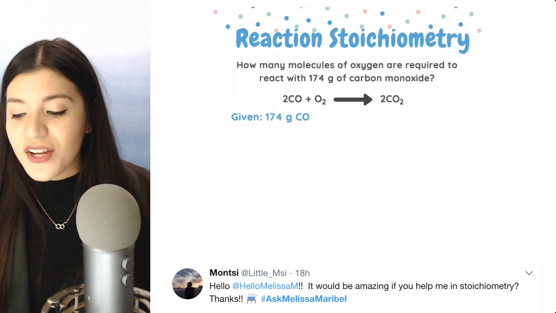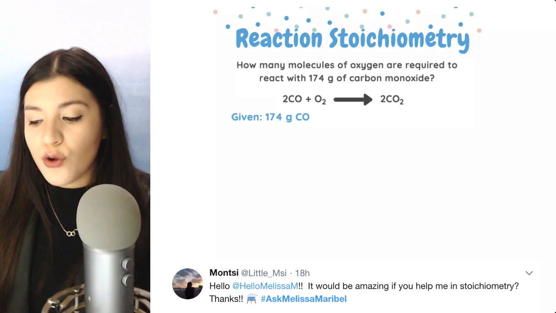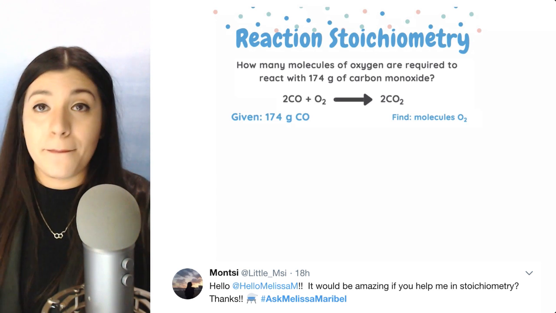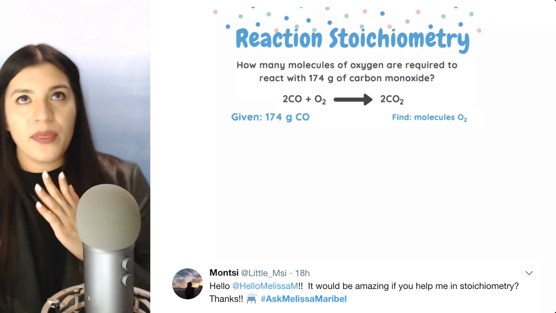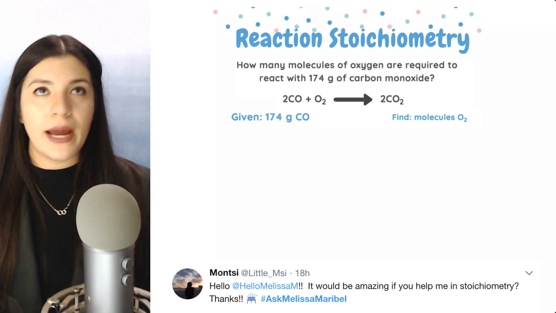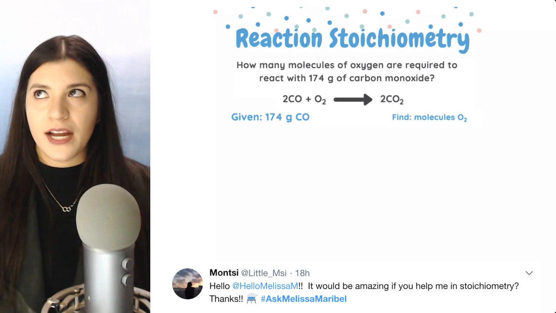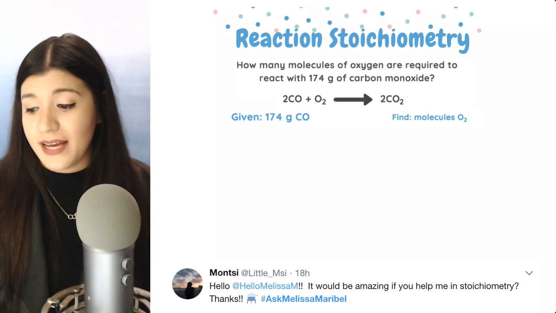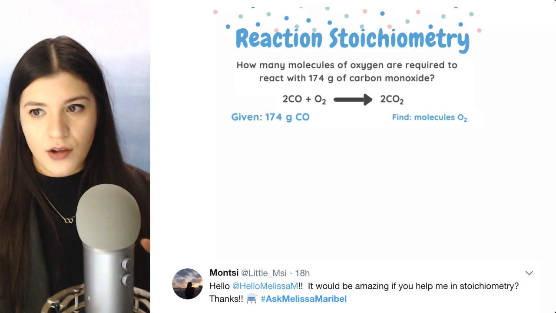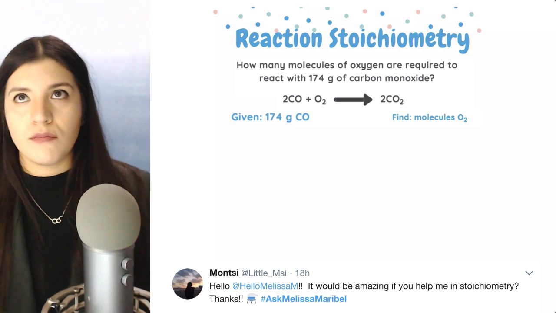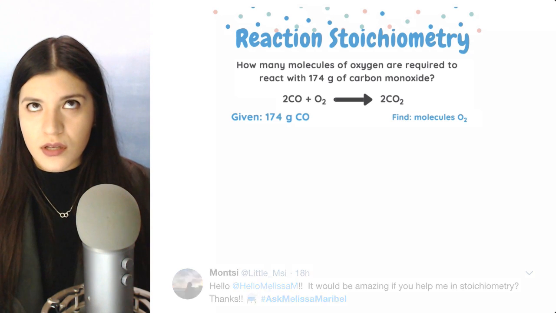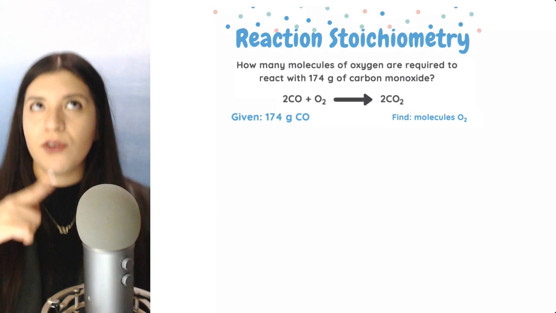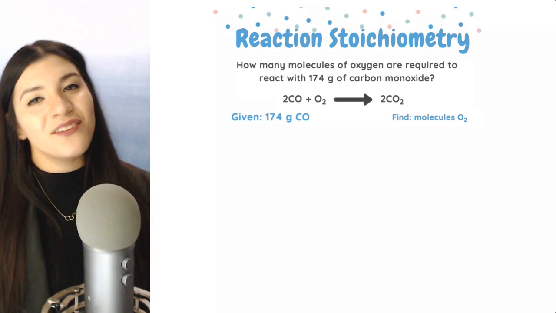How nice. Our given is going to be that 174 grams of carbon monoxide, and we're finding molecules. So this is where I want you guys to stop and think. If we're going from grams to molecules, I know molecules only goes with Avogadro's number, right? That has to be it. So since molecules goes with Avogadro's number, what does Avogadro's number equal? Well, that equals moles. What does grams equal? What can I convert from grams to? Moles.